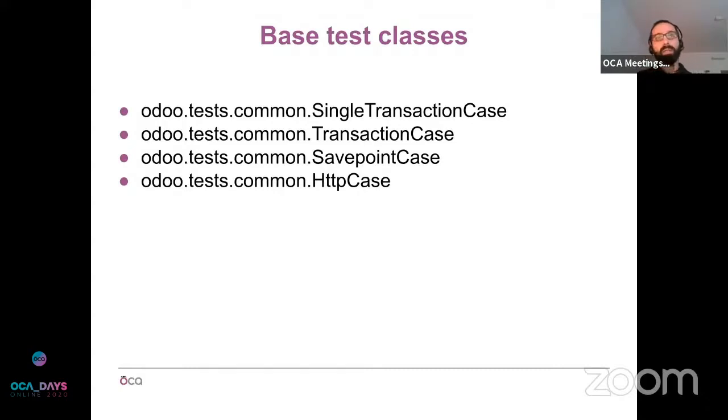Then you have the HttpCase. This one is very particular because it's the only one that you can use to test 100% the behavior of a controller. So when you define a new route in your modules, you should use an HttpCase. As we'll see, this is not the only way to test a controller, but it is the only way to test that your routing and your controller are going to work 100% even when the real Odoo instance is up and running.